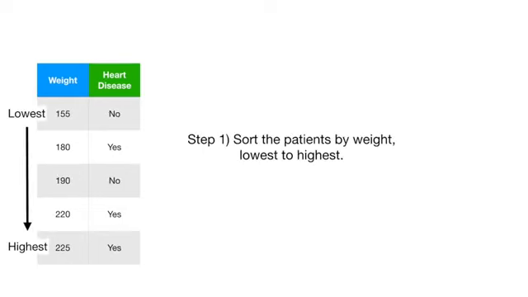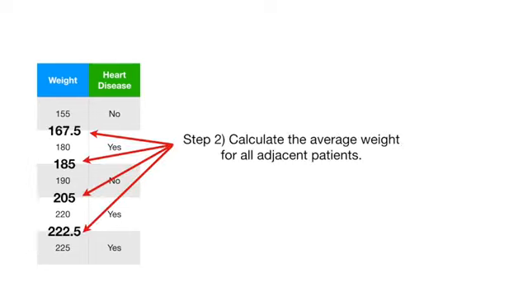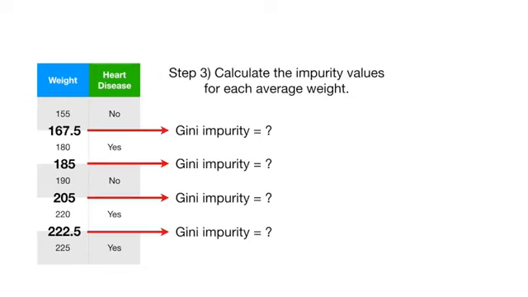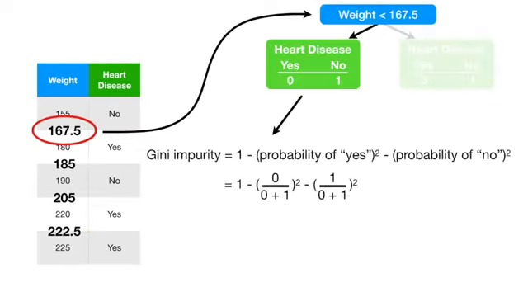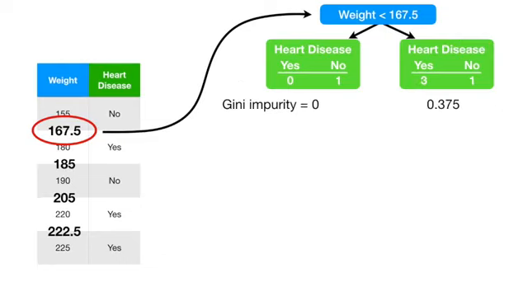Step 1. Sort the patients by weight, lowest to highest. Step 2. Calculate the average weight for all adjacent patients. Step 3. Calculate the impurity values for each average weight. For example, we can calculate the impurity value for weights less than 167.5.